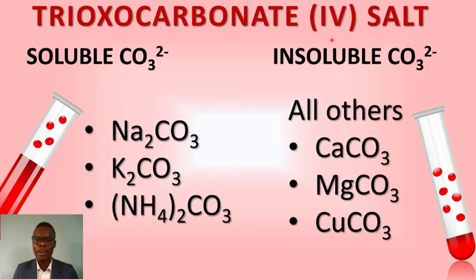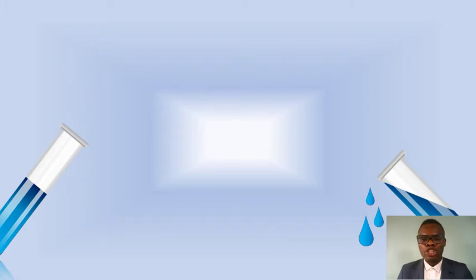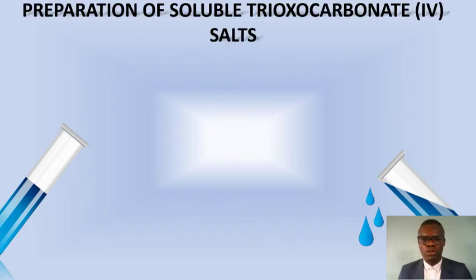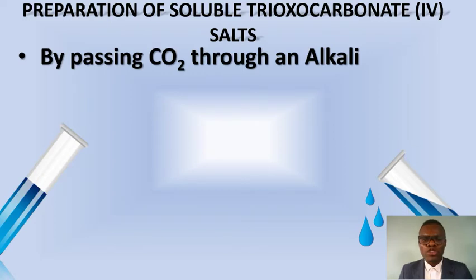Now, the preparation of trioxocarbonate 4 salt is actually dependent on its solubility. That means soluble trioxocarbonate 4 are prepared in a certain way that is different from insoluble trioxocarbonate 4. Now let's discuss preparation of the soluble trioxocarbonate 4 salts. Firstly, soluble trioxocarbonate 4 salts are prepared by passing carbon 4 oxide through a corresponding alkali.